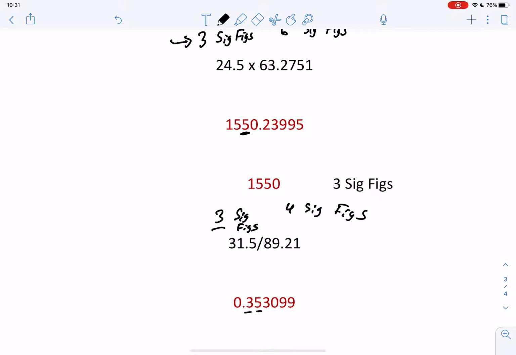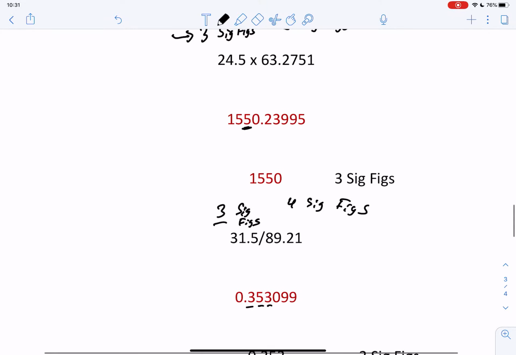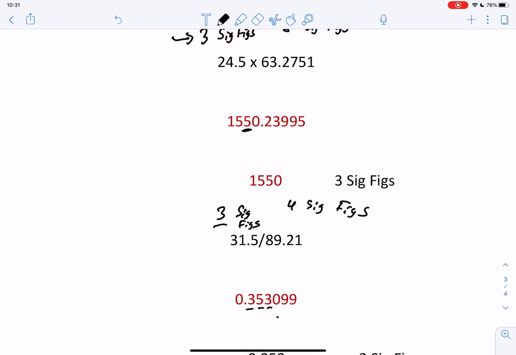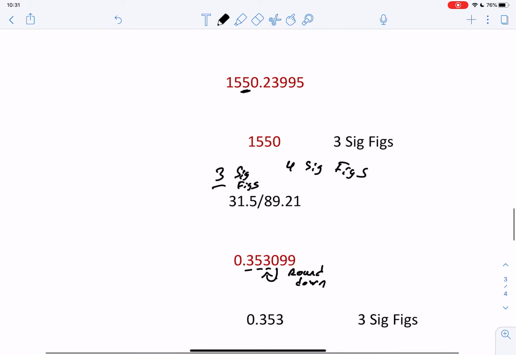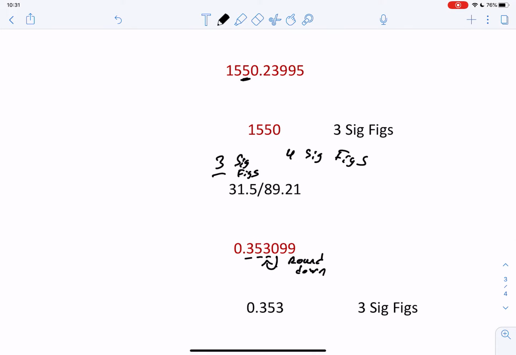So that's 1, 2, 3. So then we determine if we round: 0, that's rounding down. So our answer is 0.353, which is 3 sig figs.